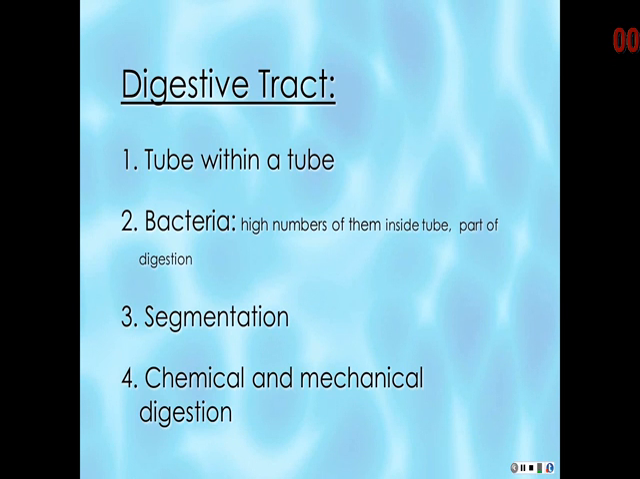There are high numbers of bacteria in our digestive system. These are essential for the digestive process. There are more bacterial cells in your gut than human cells in your entire body. The tube is segmented, with each segment forming the next organ in the line. Our digestive process is a combination of both mechanical and chemical processes to break down the food.